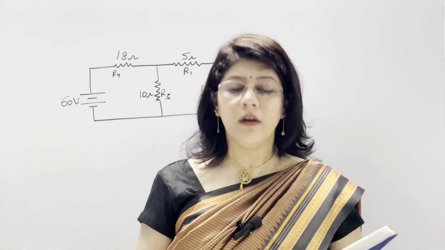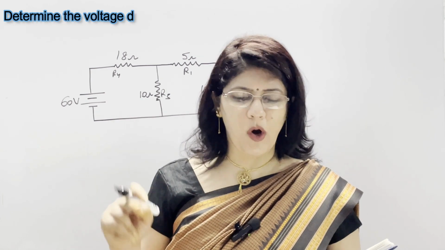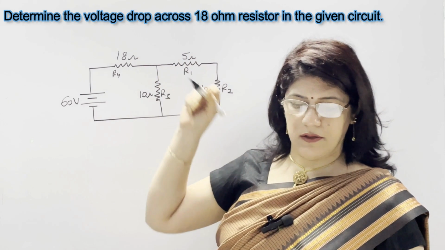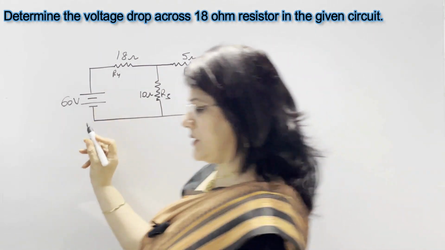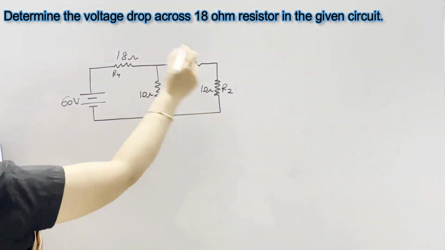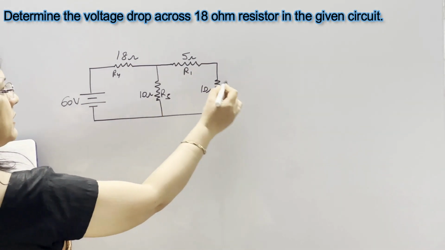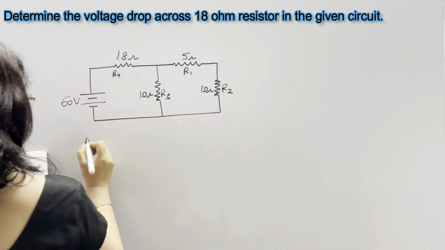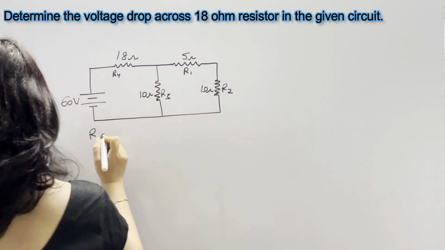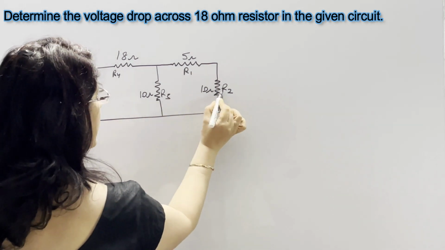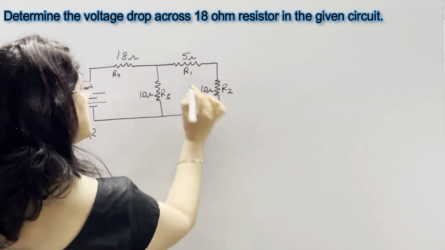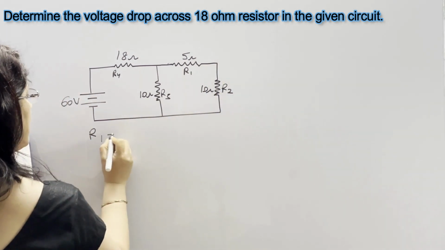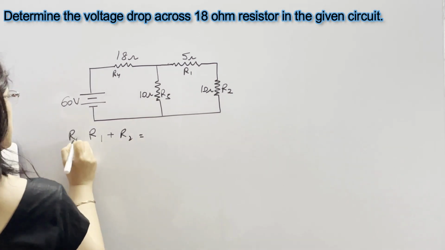In the next numerical, determine the voltage drop across this 18 ohm resistor in the given circuit. So 60 volt is the EMF given, and these are the values of resistances. This is R1, this is R2, this is R3, and this is R4 we are assuming. So R1 and R2 are connected in series only because there is no cut in the wire here. So R1 and R2 in series combination.